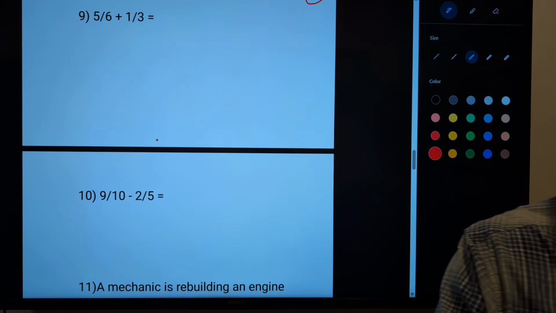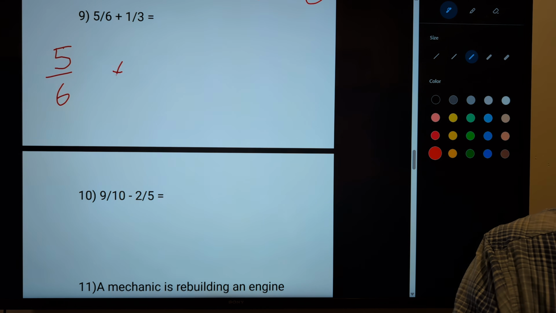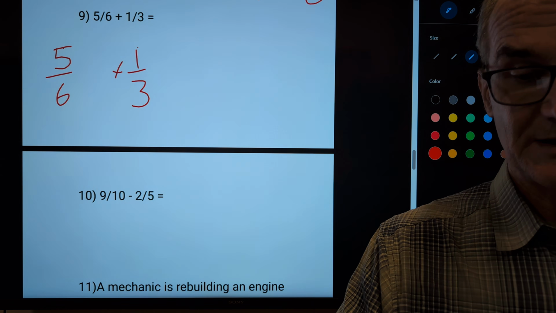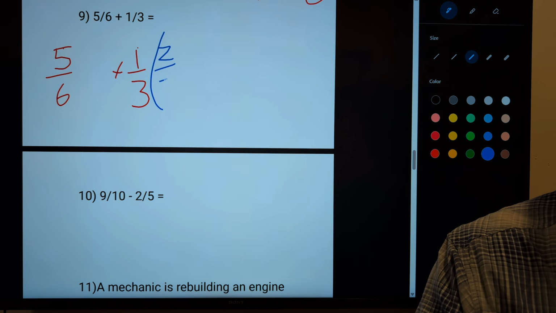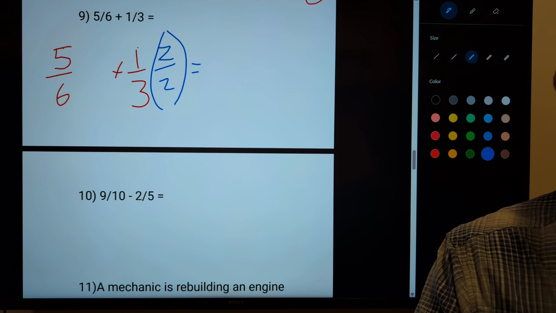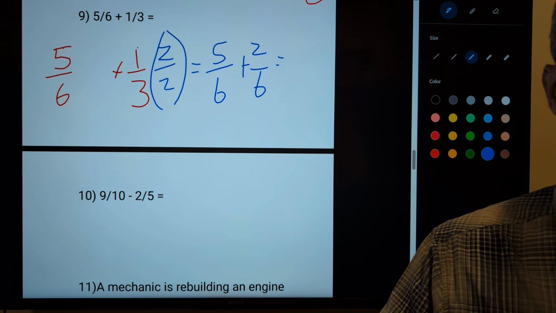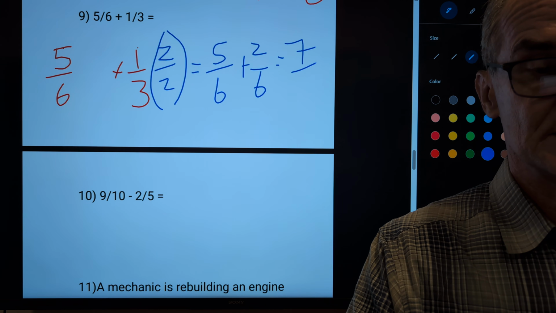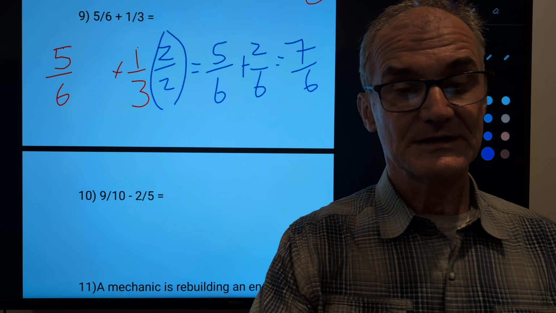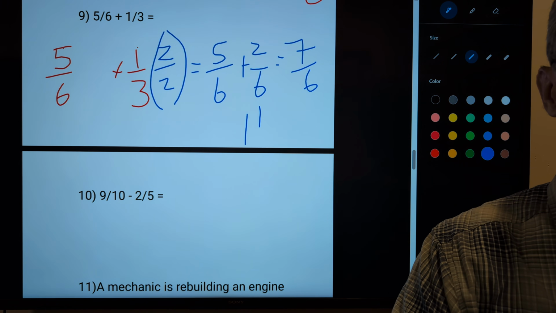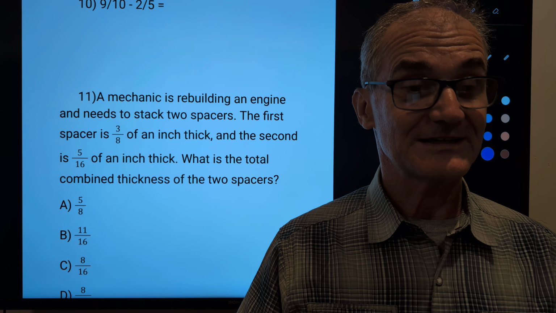Number 9, 5/6 plus 1/3. What's my common denominator? It's going to be 6. Multiply this by a 2 over 2. That's going to give me a 6 in the bottom. So I have 5/6 plus 2/6. Add across the top, 7/6. Numerator greater than the denominator. Top number bigger than the bottom number. 6 goes into 7 one time with 1 left over. All right. Moving on to number 10.